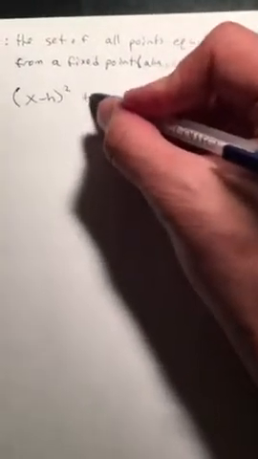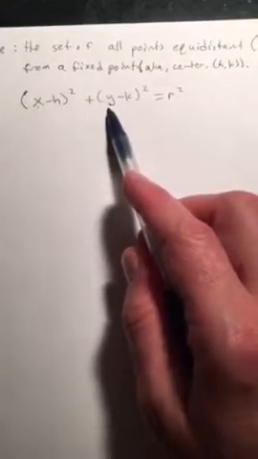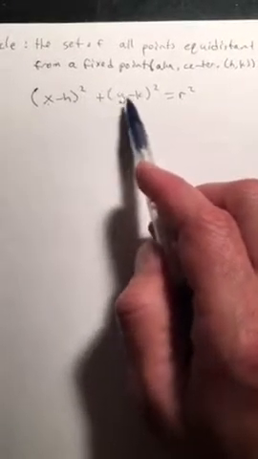So we have the standard form of a circle: (x minus h) quantity squared plus (y minus k) quantity squared equals r squared. Any coordinate (x, y) is equidistant from the center (h, k). So we can actually use this to find equations of circles.